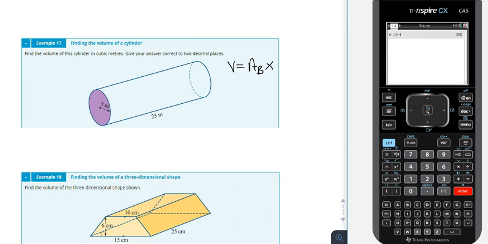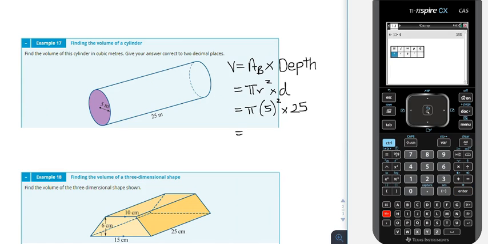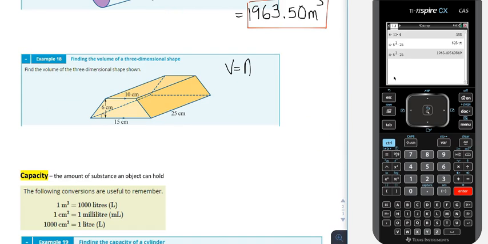The next example is a cylinder in cubic meters, and we want it to 2 decimal places. So we're going to do the area of the base, so AB, times the depth, which is going to be 25 in this particular case. Radius is 5, so substituting in, and then just putting that into our calculator and solving. You can get an answer with respect to pi, but this question says 2 decimal places, so we'll go to the approximate answer, 1963.50, and that's meters cubed.